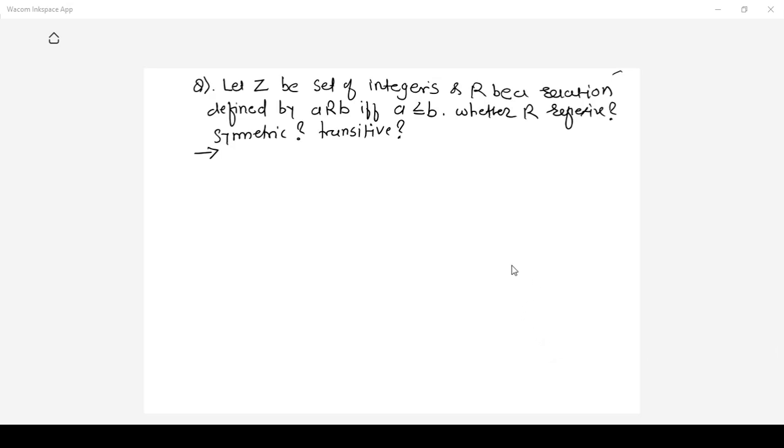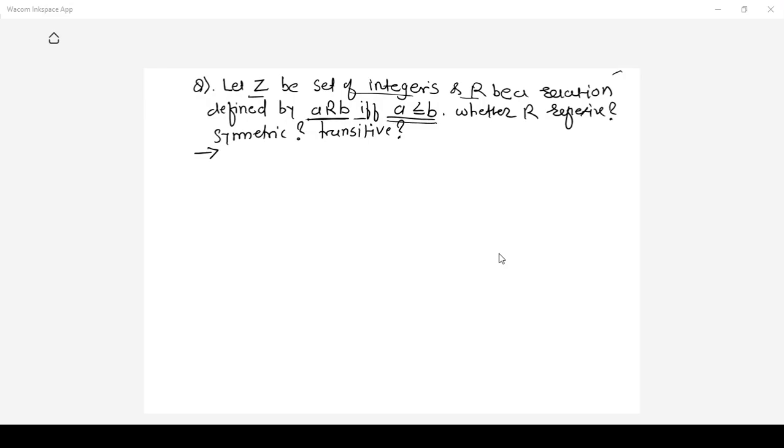Let us see one typical example on properties of binary relation. Let Z be a set of integers. I'm reading the question. Let Z be a set of integers and relation R be defined by A related to B if and only if A is less than or equal to B. This is a very common way of defining a relation. Meaning, A is related to B if and only if A is less than or equal to B.